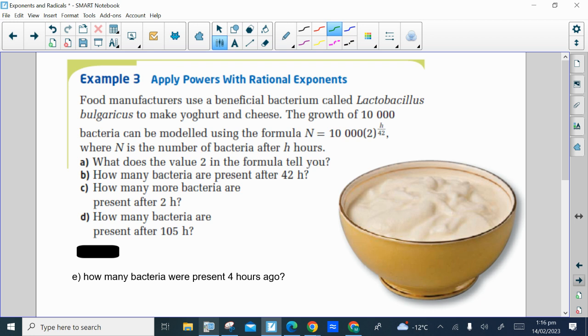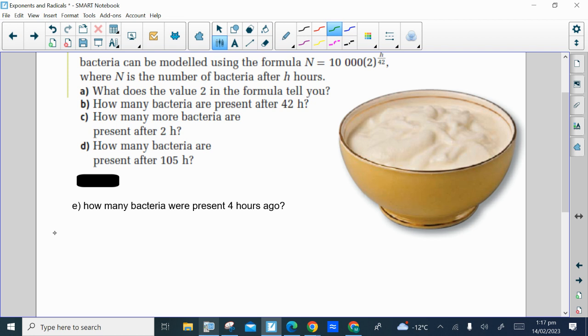So the first thing, the question asks, what does the value 2 in the formula tell you? Well, what it means is that the number of bacteria is doubling every so many hours. If that was a 3 instead of a 2, it would mean that the number of bacteria is tripling every so many hours. Okay? We might see somewhere the base is a half. And in that case, it doesn't mean that something is growing, it means that it is decaying or that the bacteria are dying off. And the number of bacteria would be half of what they were every so many hours. But in this case, a base of 2 means the number of bacteria is doubling.